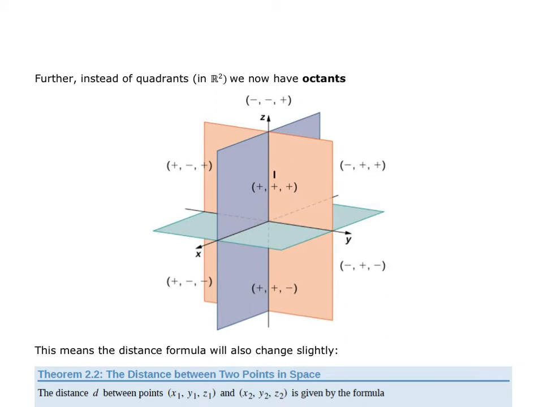In R2, we had quadrants. In R3, we have octants. So now this first space is octant 1, in which x, y, and z are all positive. And then you can see as I go along, I have to have every combination of x being positive and negative, y being positive and negative, and z being positive and negative.